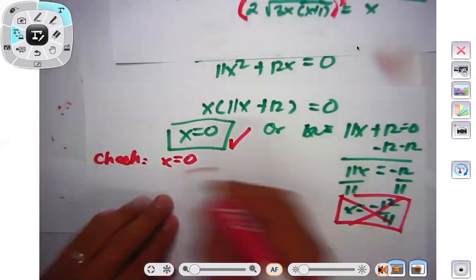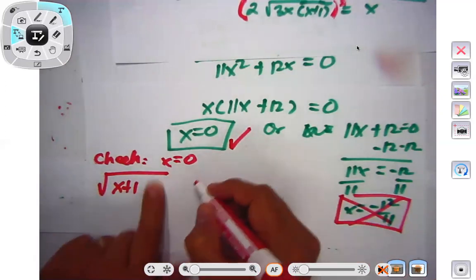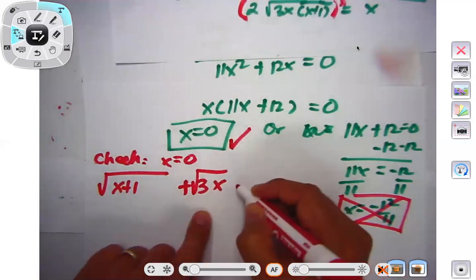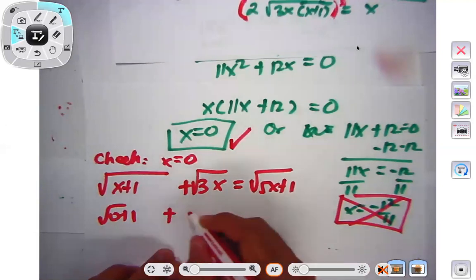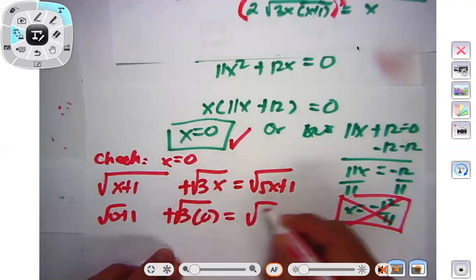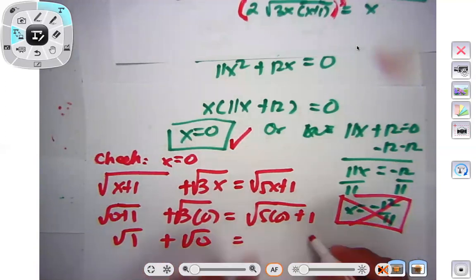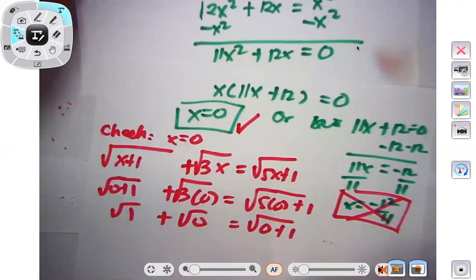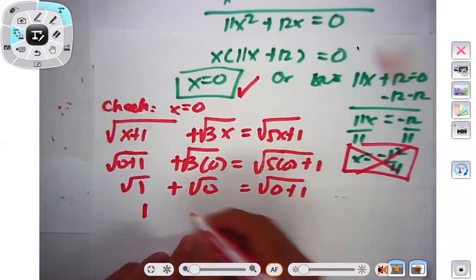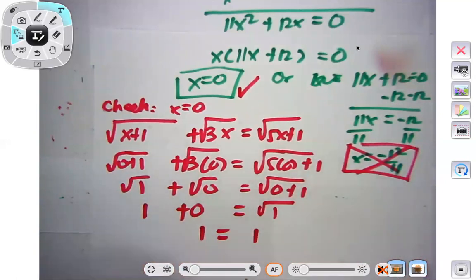Okay, so what's the original equation? The original equation is, all right, the square root of x plus 1 plus square root of 3x equals square root of 5x plus 1. Okay, 0 is your x, right? So 0 plus 1, square root of 1 here is 1, plus 3 times 0, 0. 5 times 0 plus 1, square root of 1. 1 plus 0 equals 1. All right, so it is correct.